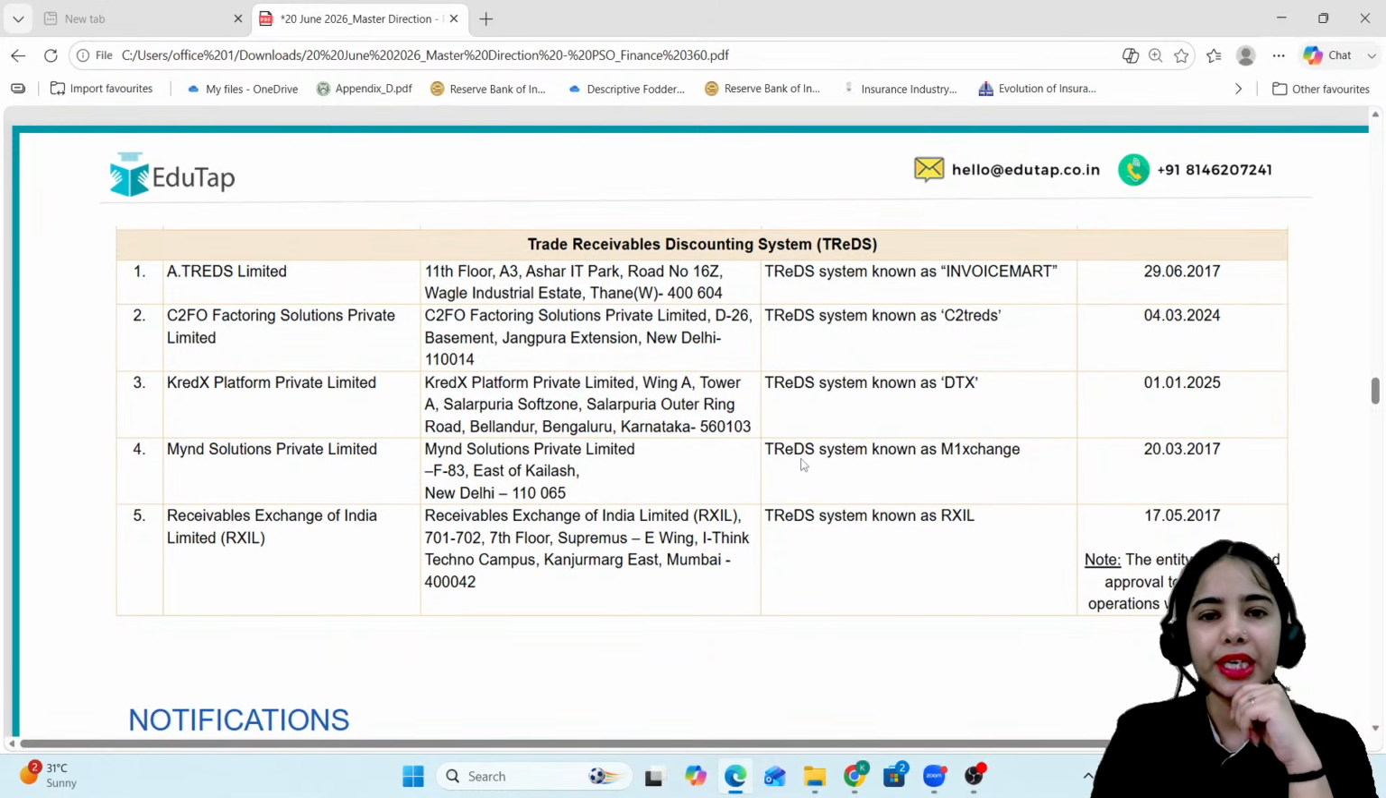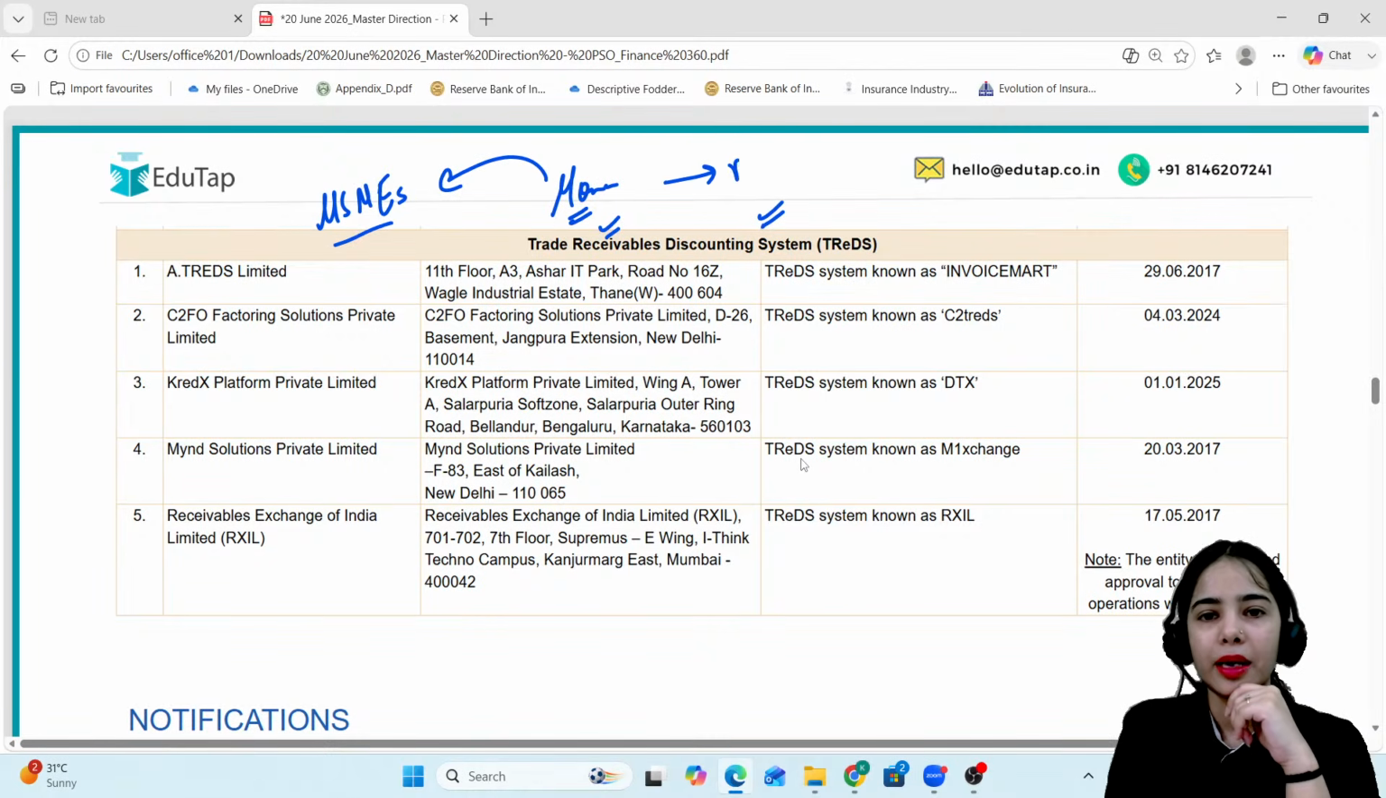Now, there is also the TReDS platform, the trade receivables discounting system, so that the MSMEs can get the money when they require against their bill invoices.